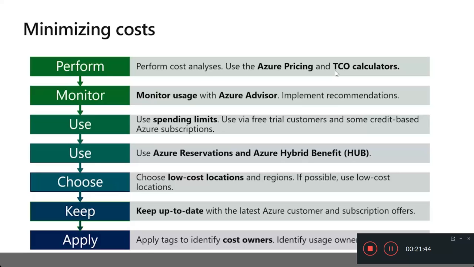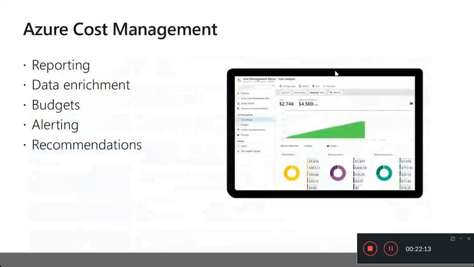Now, with my Visual Studio subscription, it's a $150 limit, which means when I hit $150 spend in the month, it does deallocate everything until the next month, until my credit renews. But that's unique to that subscription. Use reservations and hybrid benefit. Choose low-cost regions. Keep everything up to date with our latest offerings. As we change Azure and add features and functions, sometimes they will be cheaper than what you're currently doing. Use cost owners. Use tags to help apply those things. There are lots of ways we can help minimize costs inside the Azure environment.